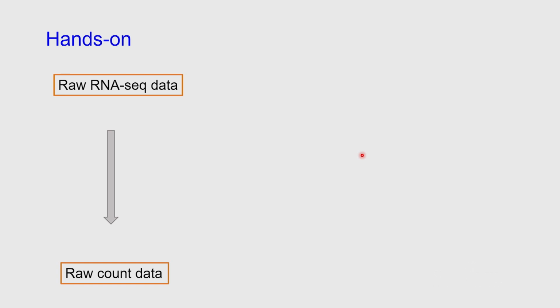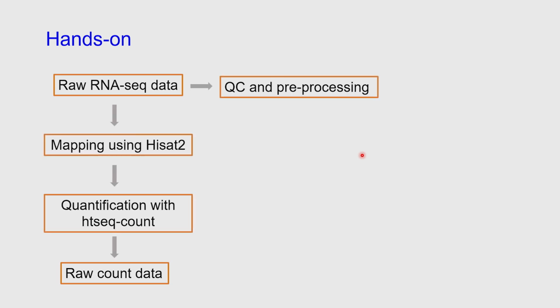So, what we are going to do is have a hands on now. We will look at this raw RNA-seq data, and we will get to the raw count data using this very simple step. We will not talk about the QC and pre-processing because you already know this, first QC etc. If you need to do trimming etc., you can do that.